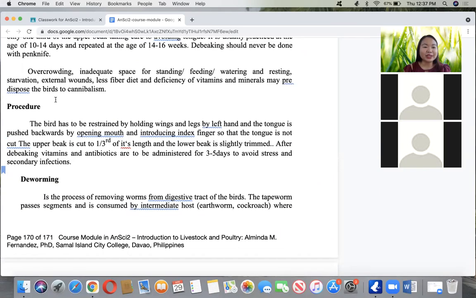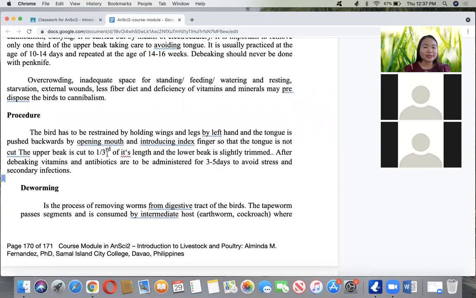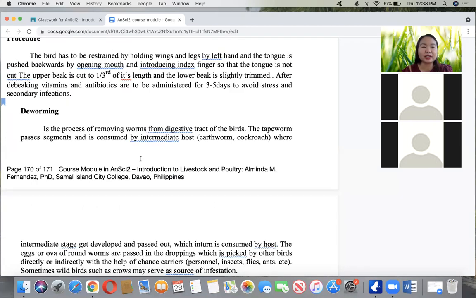So, ito yung procedure, no? You hold the wings by the left hand and the tongue is pushed backwards para hindi masali, and you open the mouth and introduce the index finger to the tongue but not to cut it. The upper beak is cut to one-third of its length lang, and the lower beak is slightly trimmed. Then after debeaking, bigyan ng vitamins and antibiotics for 3 to 5 days to avoid stress and secondary infection.